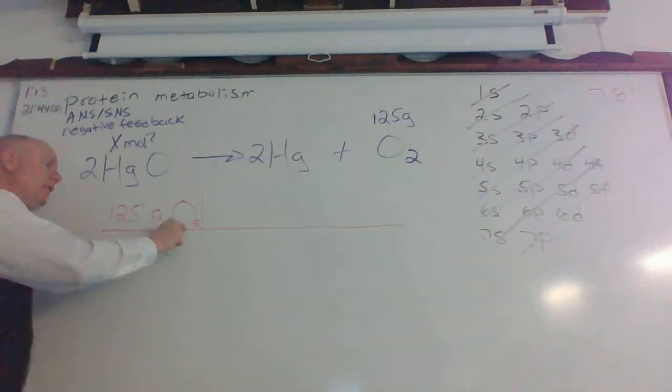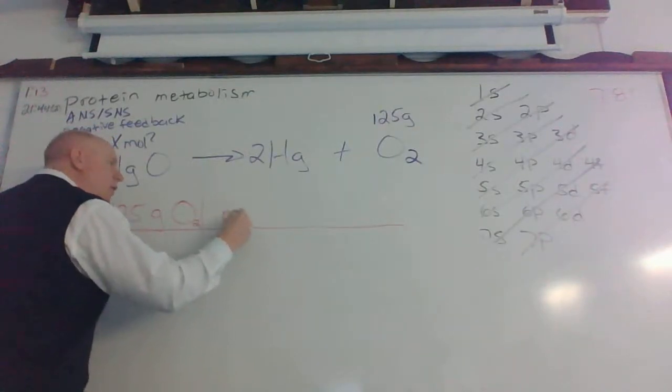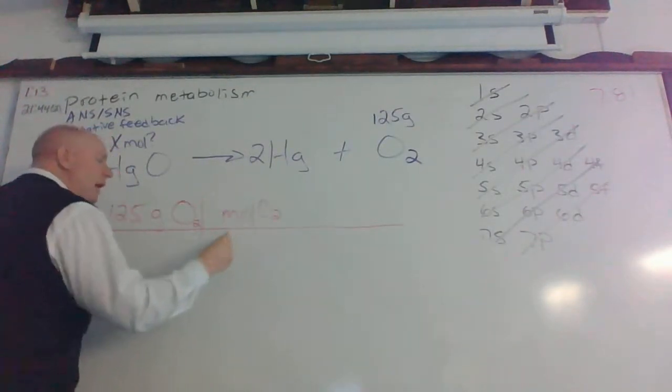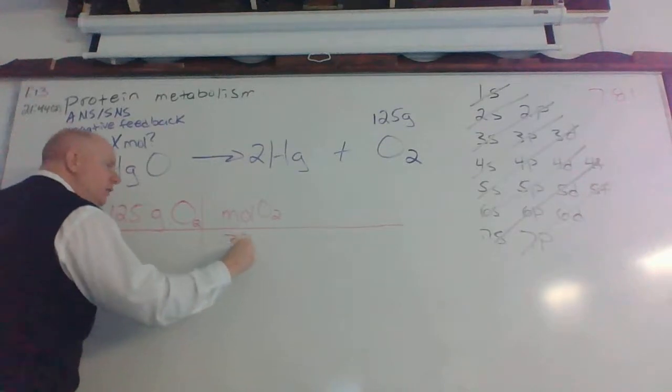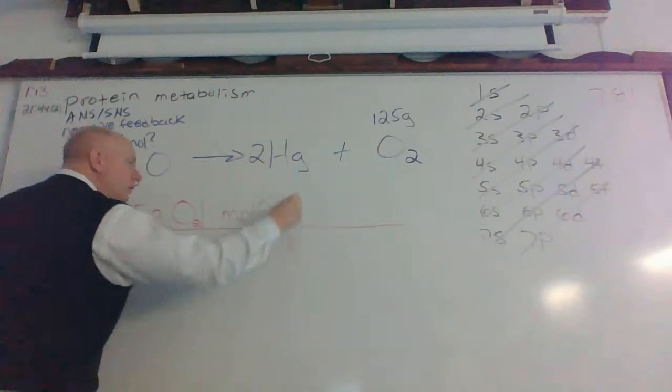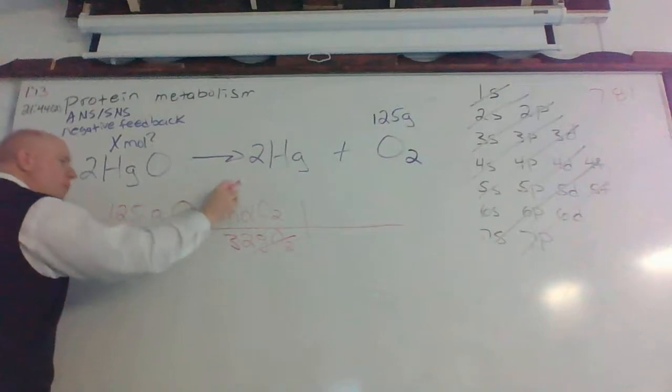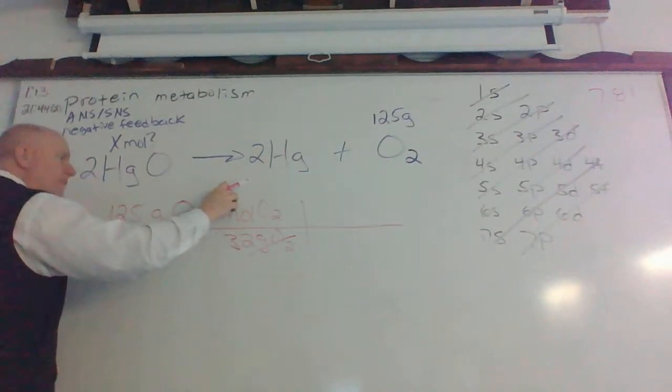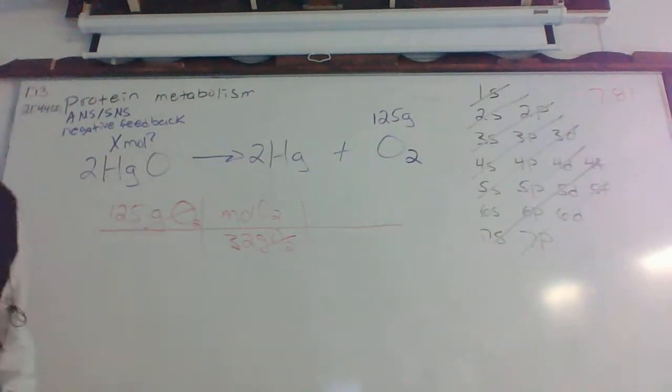Okay, so now that we have our two there, for every mole of O2, how many grams do we have? 32. Okay, so these are gone. We're in moles of oxygen. Okay, now, how many steps are left? There's at least one, or is there two left? Yes, there's one more, okay?